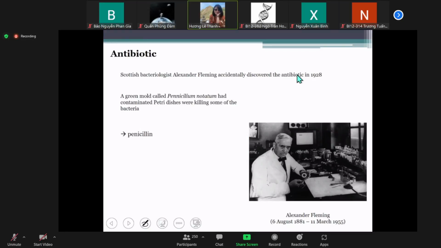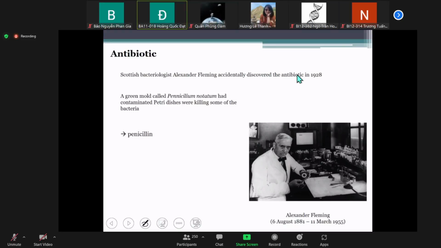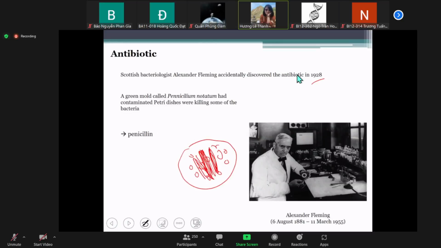Penicillin was discovered by Alexander Fleming. Accidentally, he discovered the antibiotic in 1928. He cultured the bacteria, and we have a number of bacteria like this. But after he came back from his vacation, he found that green mold, Penicillium notatum, had grown here, and this inhibited or killed the bacteria in his cultures.